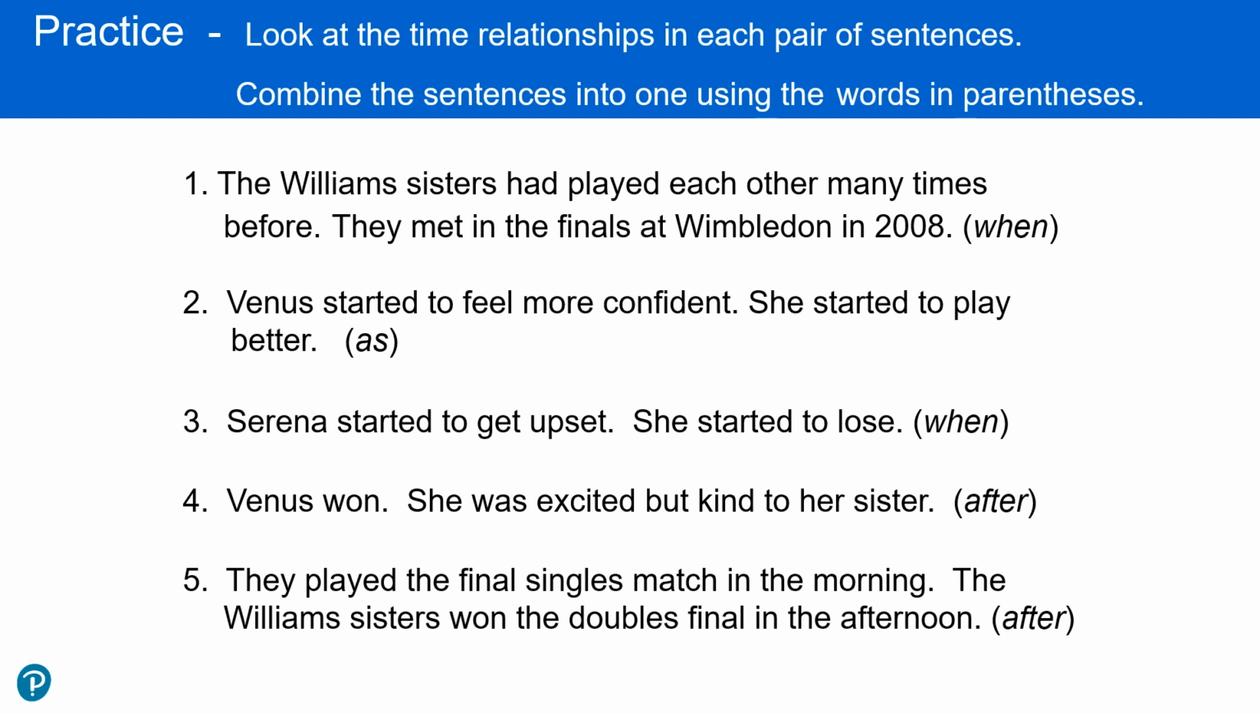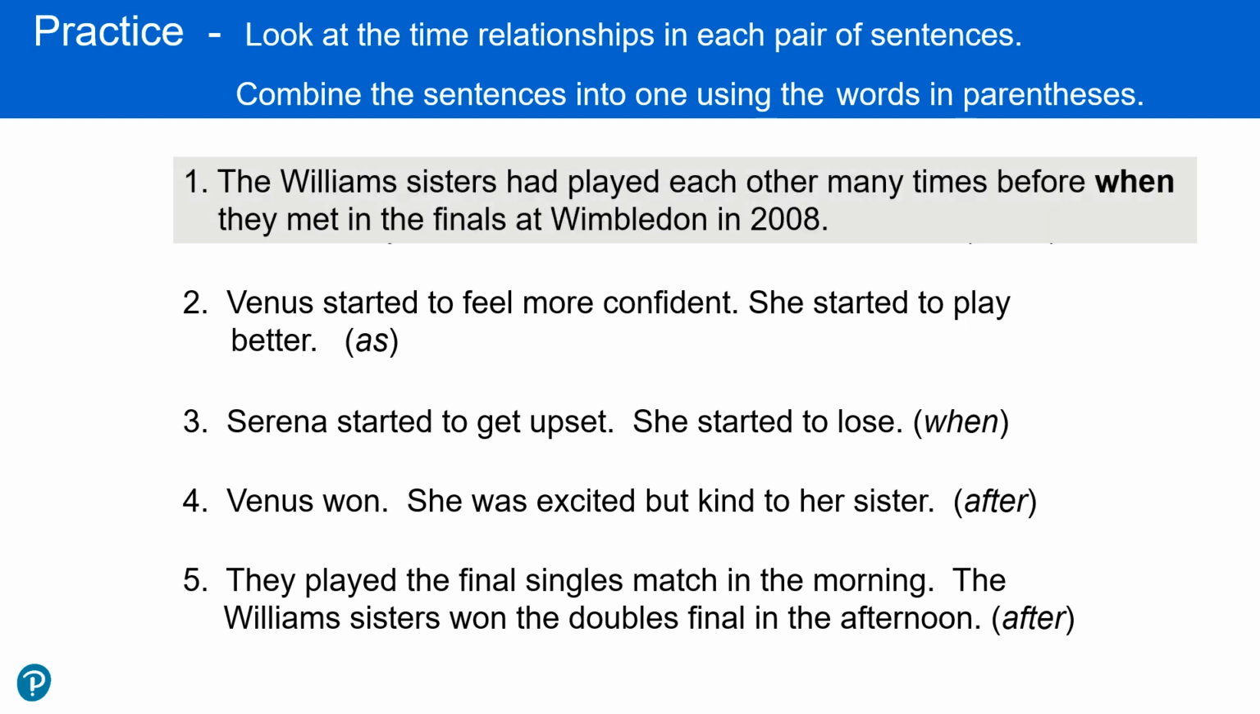So number 1, the Williams sisters had played each other many times before. They met in the finals at Wimbledon in 2008. We want to use when to go with the clause they met in the finals at Wimbledon. The Williams sisters had played each other many times before when they met in the finals at Wimbledon. So at that time of meeting, they had played many times before.